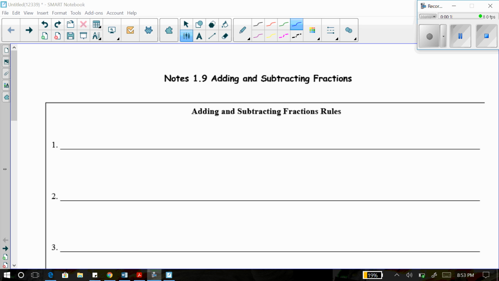All right, so before we do some examples, I figured we would start off with some rules. I like to write them down, but I think you guys really learn best by actually doing problems together.